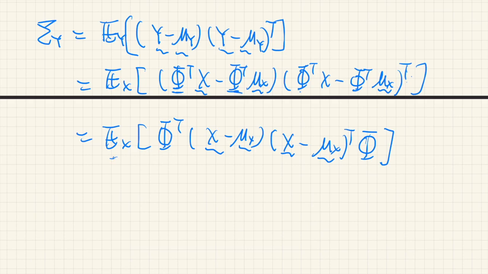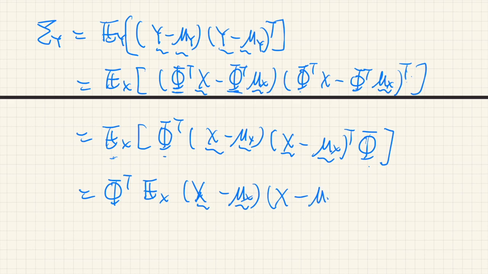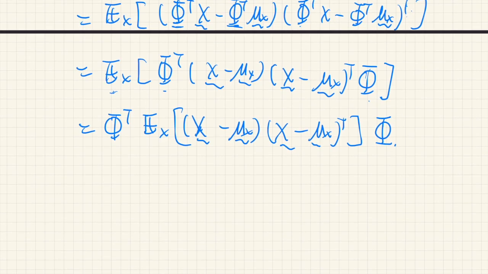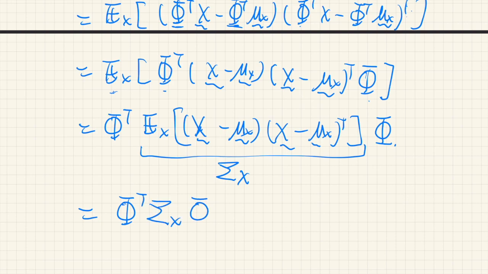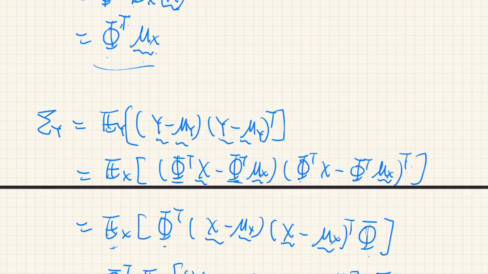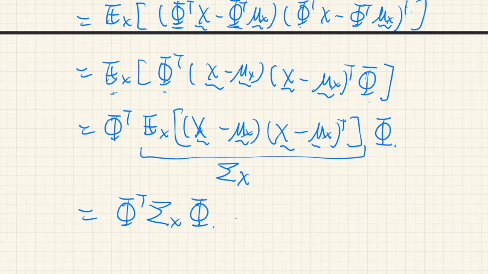Again, this operation of taking expectation value is a linear operation, so we can take these phi transpose and phi out. But of course, these are matrix operations, so we can't change the order of multiplication. So we just preserve it to have x minus mu x, x minus mu x transpose, and phi outside. Okay, but this part is just sigma x. So in the end, we have phi transpose, sigma x, and phi. So these are the mean and covariance of the new random variable y.